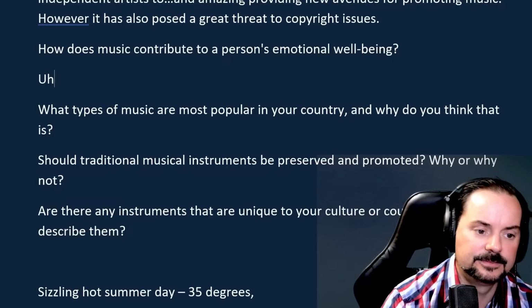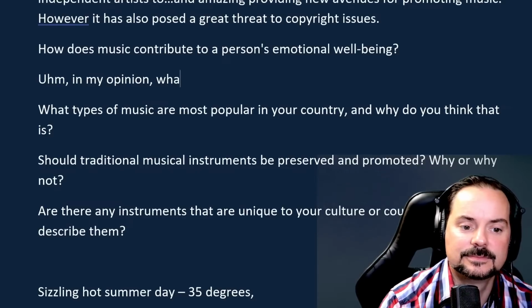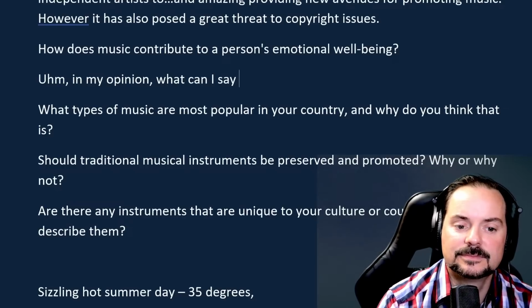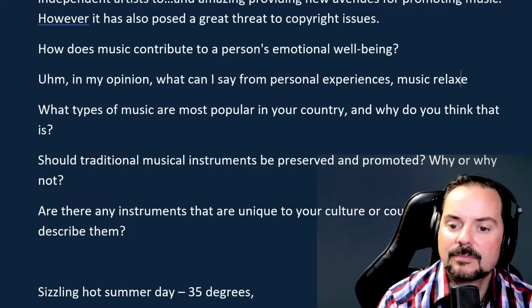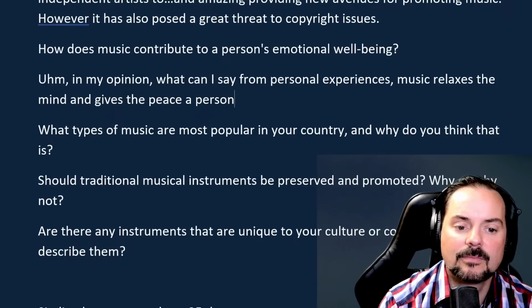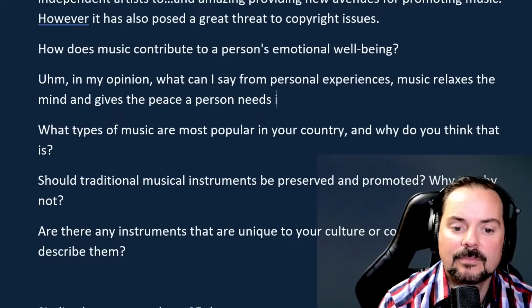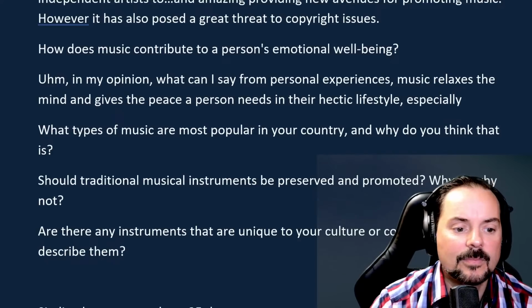In my opinion, first of all, what can I say from personal experiences? Music definitely relaxes the mind and provides the peace that one needs in everyday lifestyle, because our lifestyle is quite hectic these days, and I definitely think music provides an escape route from this monotonous routine. And I think this period of physical inactivity and solitude is something that everyone requires.